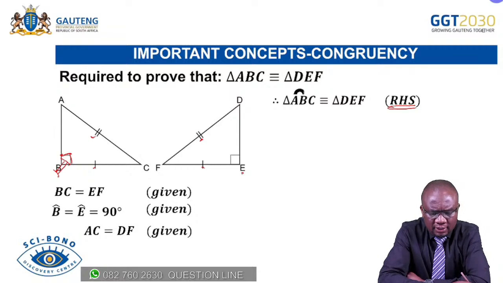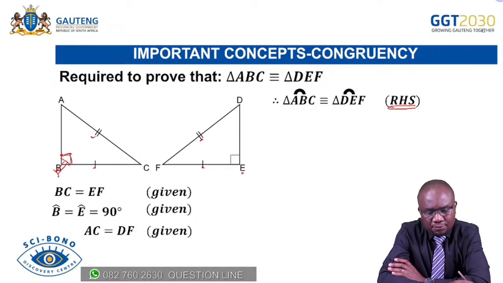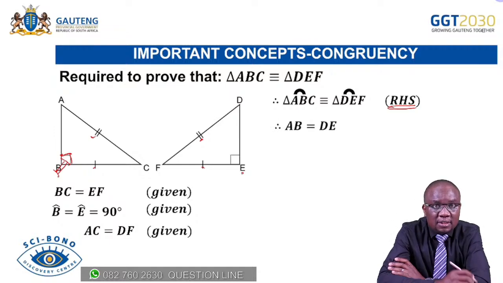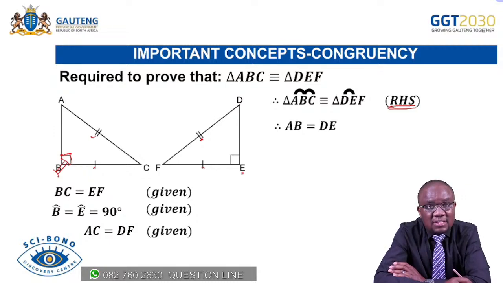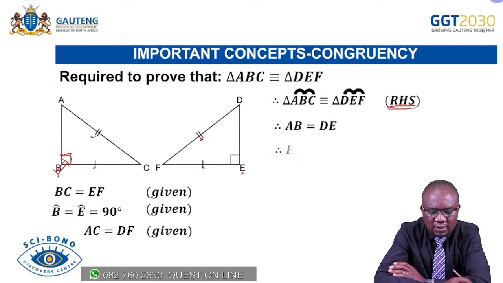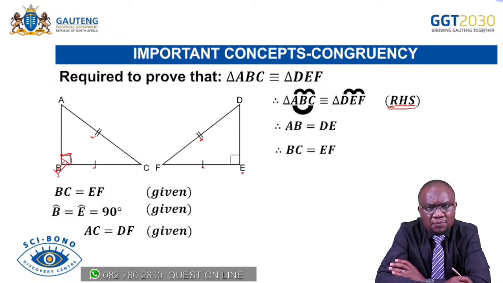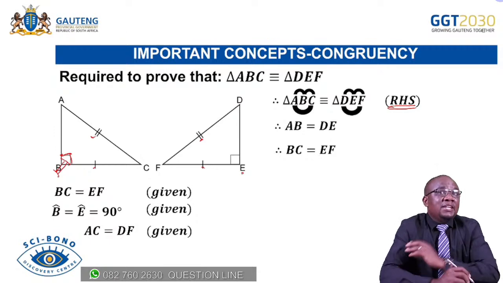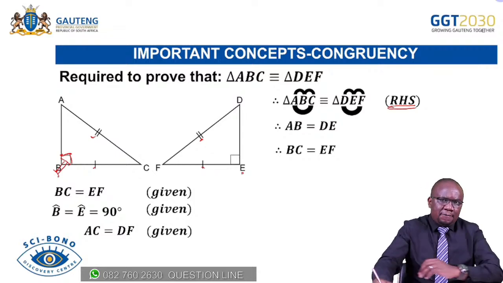Then we can conclude here and say AB is equal to DE. We draw an eyebrow, and then a smile. So AB is equal to DE, and then BC is equal to what? Draw another eyebrow. BC is equal to EF. What else? And then we draw a smile. AC is equal to DF. It is very, very important. We are going to be using this concept in today's lesson.